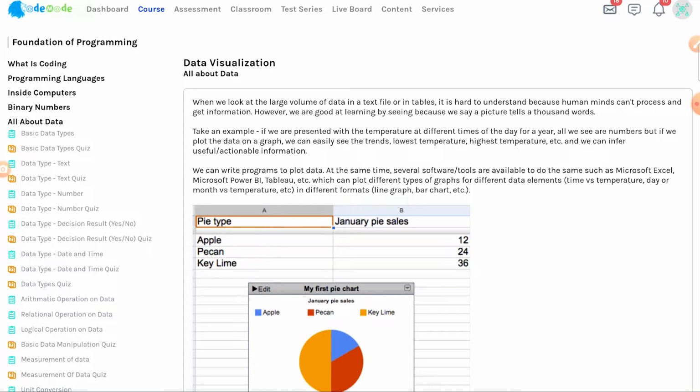We can write programs to plot the data. However, there are several good software tools already available in the market, such as Microsoft Excel. Microsoft Excel also has pretty good data visualization capabilities. Microsoft Power BI, Tableau, all these are good software tools that can plot different types of graphs for different types of data. They can connect different data sources and bring us useful information.